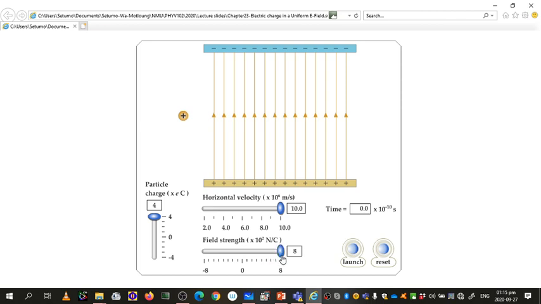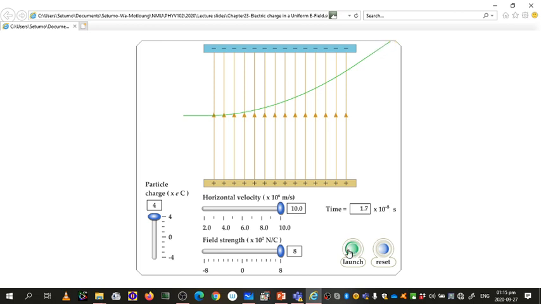Now, in this case, for argument's sake, let us launch this positive charge at the highest velocity, and see what is going to happen. Now, when we launch this positive charge, do you see this charge is going to divert to the side of this negative plate? That's what is going to happen.